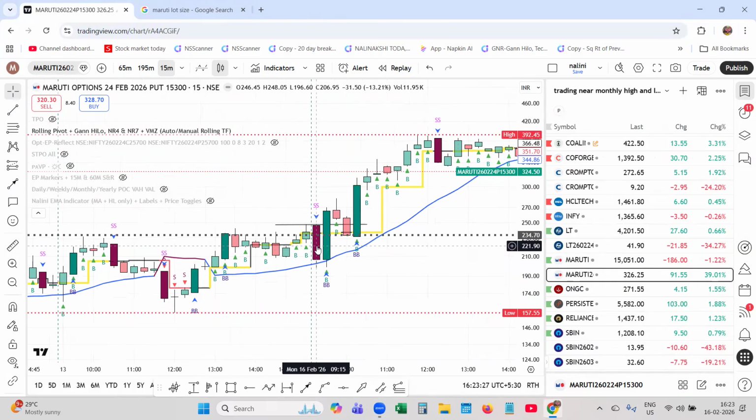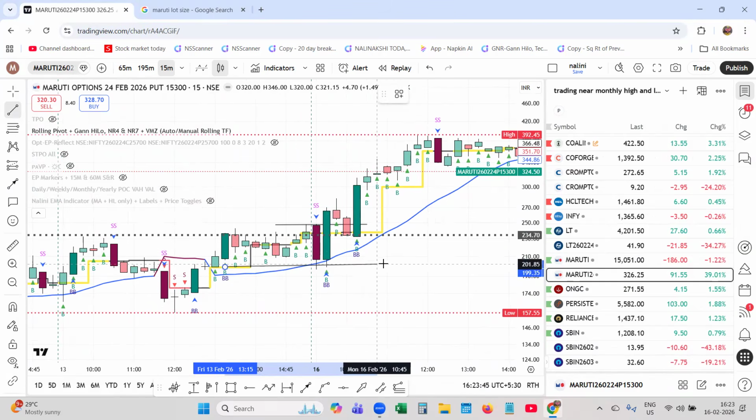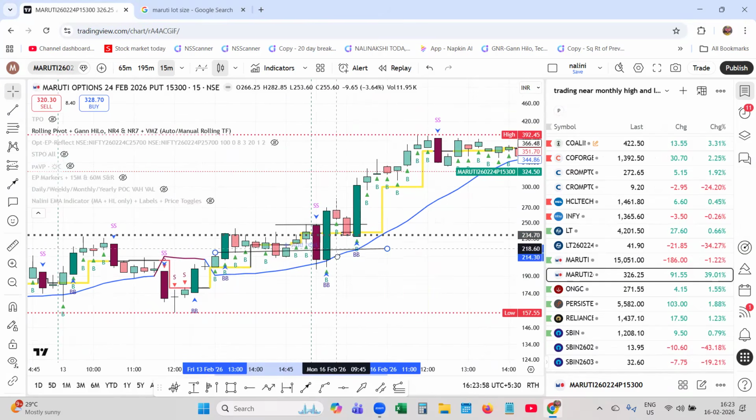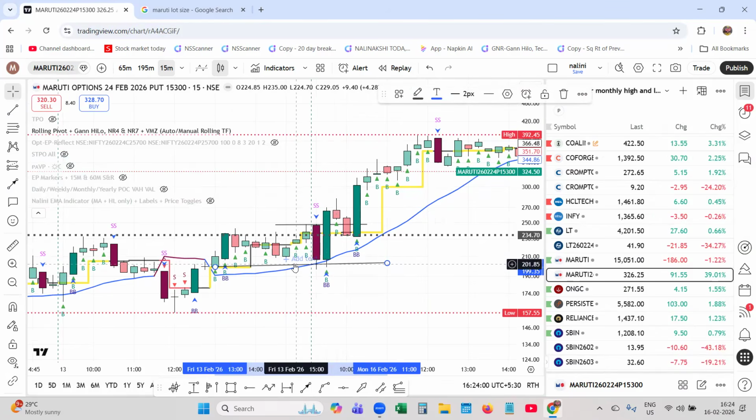In the morning, you can see the first candle was green and here the trend filter is positive. Gann halo is positive, and my support for this call option was here because it is above the pivot. So these are the step-by-step filter processes I do for my trade.